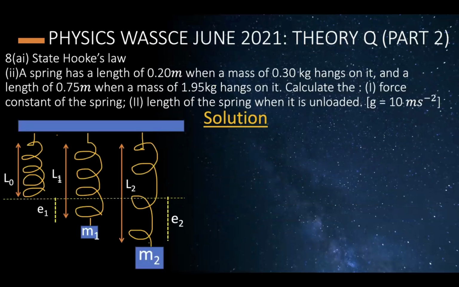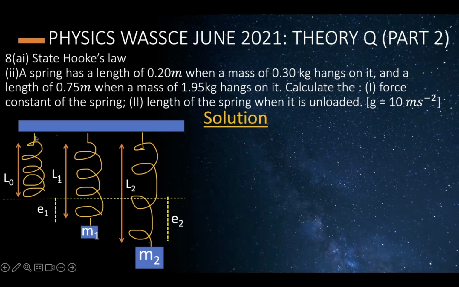A spring has a length of 0.2 meters when a mass of 0.3 kg hangs on it. So this is saying that when you hang a mass weighing 0.3 kg on a spring, the new length of that spring will be 0.2 meters. So I think it's useful to illustrate what you are reading by drawing a diagram. So here I have tried to draw this diagram to make it easier for you.